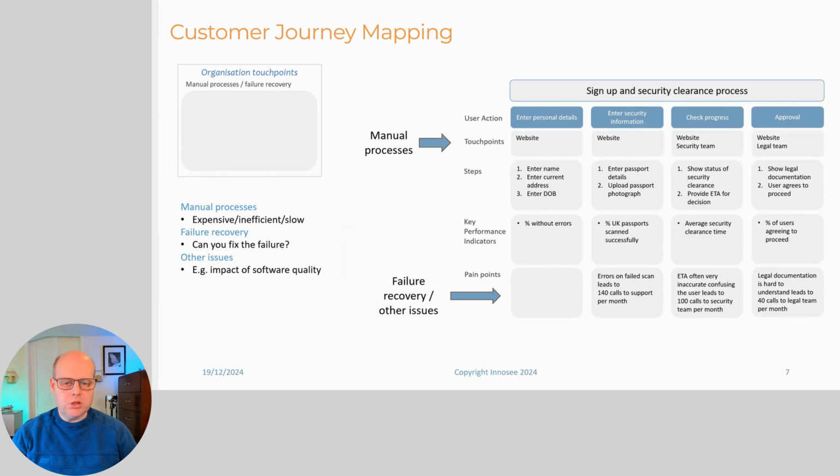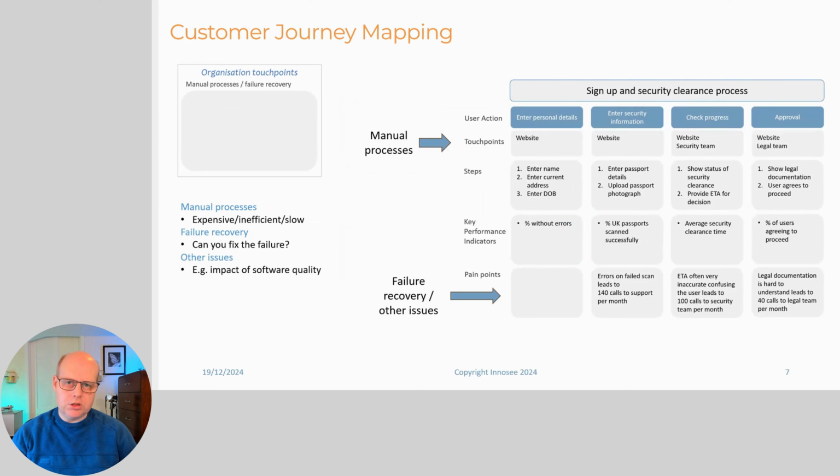At the top you can see the user action, what the user is actually trying to do. Touch points, where we discussed earlier about the front stage. These could be either the manual processes where they're working with your teams, or they could be software. The steps at the high level that they're undertaking. Key performance indicators if you wish to measure those.